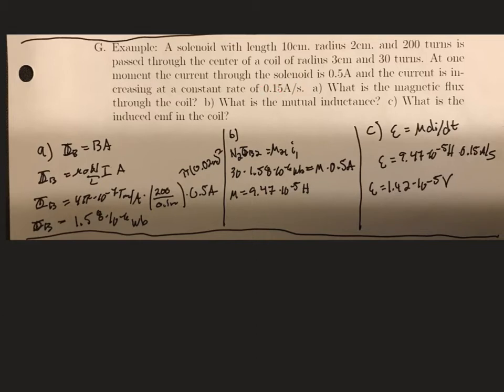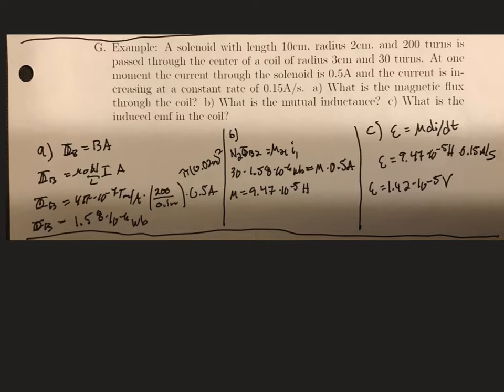So we want to know what the magnetic flux of the coil is, not the solenoid, the coil. What is the mutual inductance, and what is the induced EMF in the coil? So the first thing we need to do is pull out our magnetic flux example. And remember that magnetic flux is equal to the magnetic field times the area.